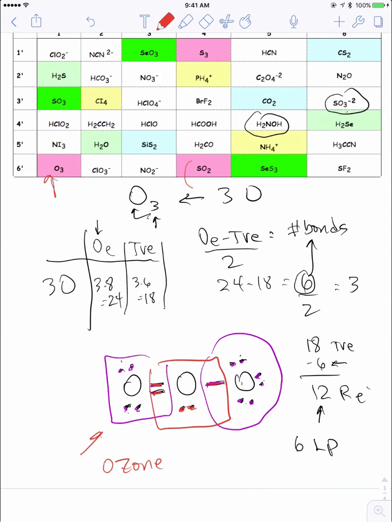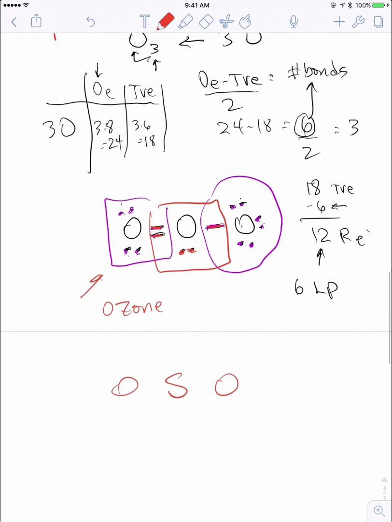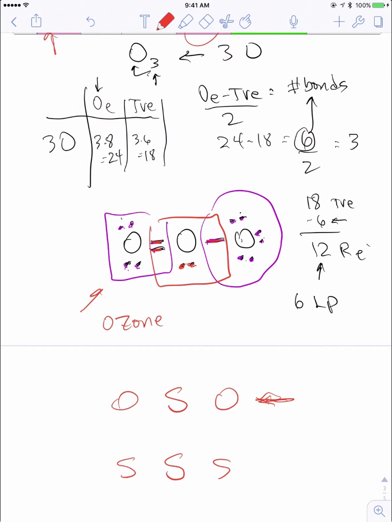You can do the same for SO2. For SO2, the structure is sulfur in the center, and oxygen flanks it. You can do the same for S3. For S3, you have sulfur in the center and sulfur flanks it. This one will also have a very similar bond table to that. Why? Because sulfur and oxygen are in the same family, and so the total valence electrons are going to be identical. So that should give you a hint as to how to complete the other elements.